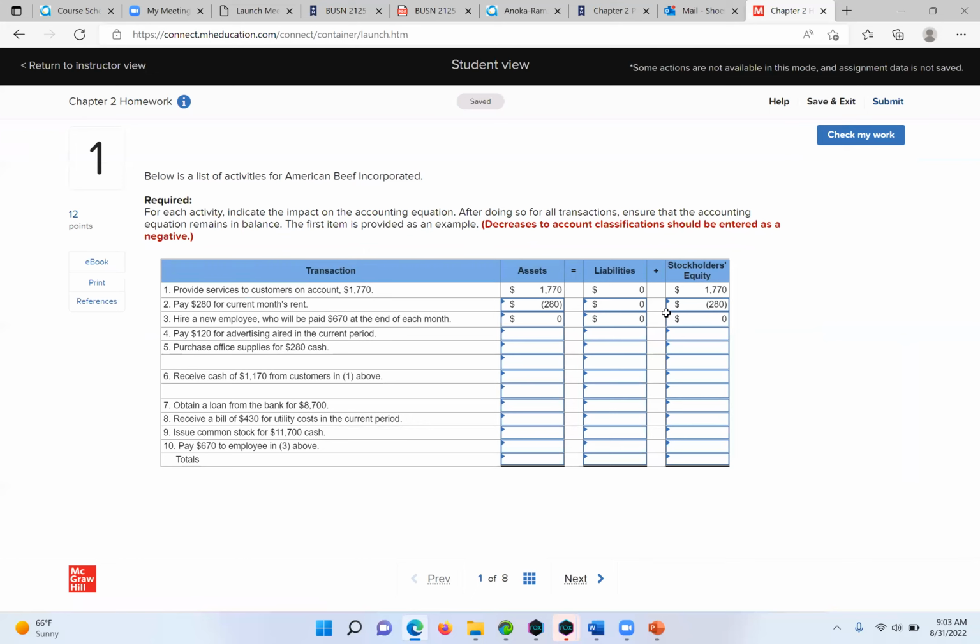Pay $120 for advertising to be aired in the current period. What's an account that's being affected? Cash. Cash goes down 120. And what is advertising expense? Isn't it a cost of doing business? Wouldn't it be an expense, which reduces our stockholders' equity?